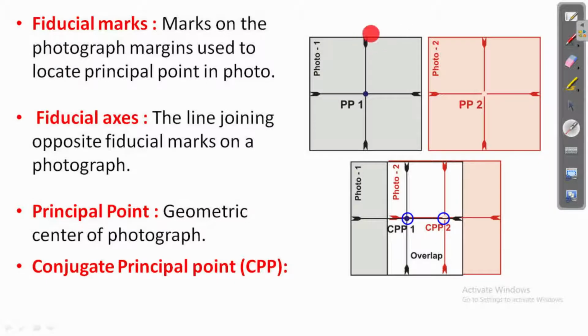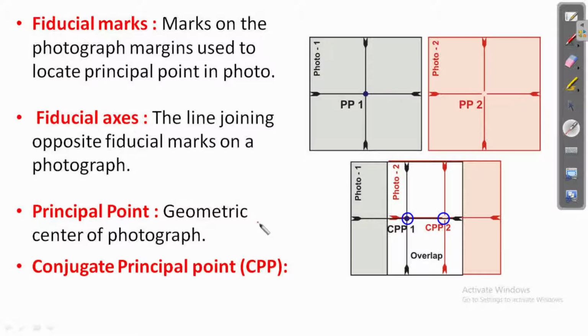Why are fiducial marks important? Because they are used to identify the principal point. The principal point is the geometric center of the aerial photograph. This geometric center is used to construct the 3-dimensional view under the stereoscope. So, the principal point is an essential part of aerial photographs.